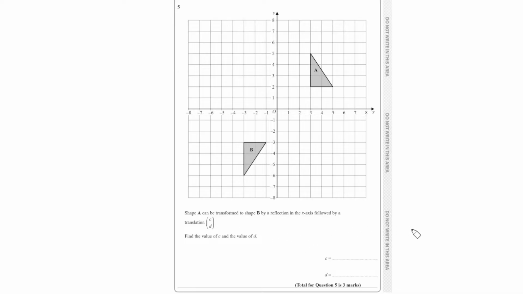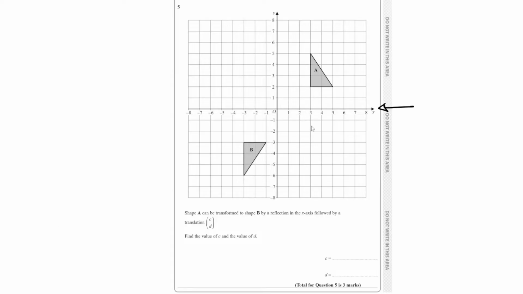Okay, so question 5. It's a bit small, but I just wanted you to be able to see the whole thing. Shape A can be transformed to shape B by reflection in the x-axis followed by translation CD. So I would probably draw the reflection first, like where it would go. So the x-axis is there. Remember which one it is though. Sometimes you kind of think it's B to A. It's actually that direction, isn't it? So don't pick the wrong triangle.